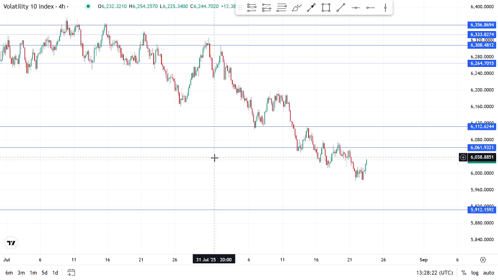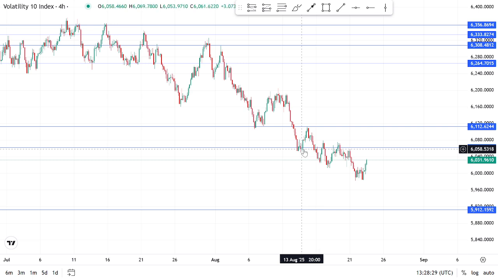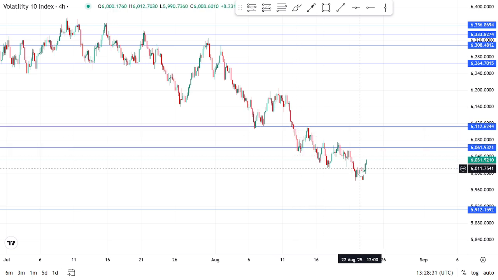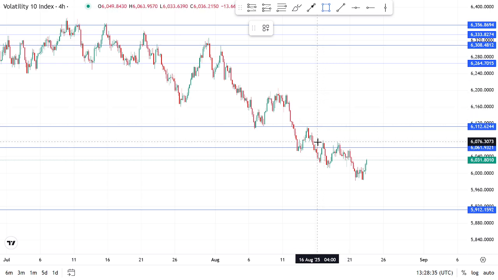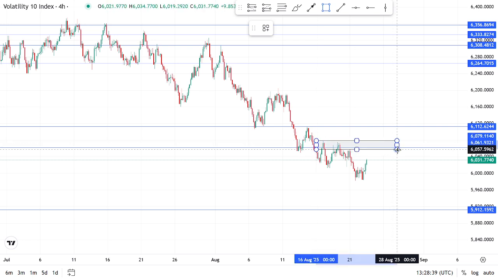Now, going down to smaller time frame, there is something we want to see, which is we want to see price react to this level and this level. So now one thing I can easily see here is we have a clean order block here.